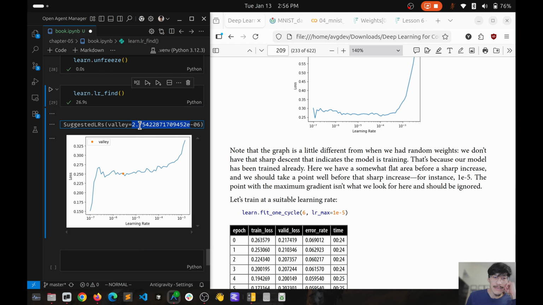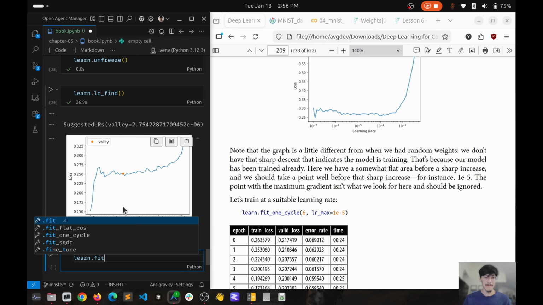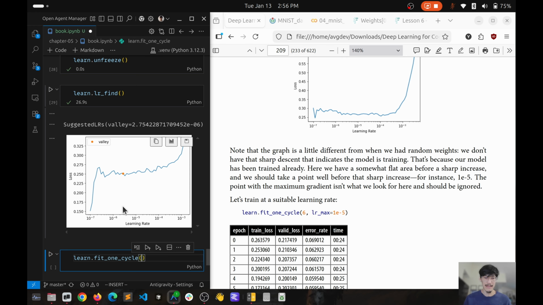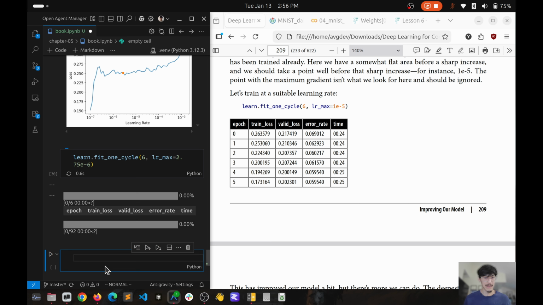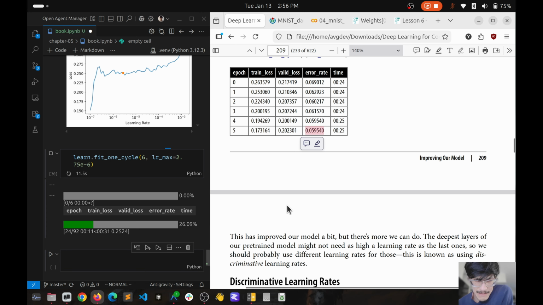Okay, the suggested learning rate is actually 2.75 times 10 to the negative 6. Okay, let's do it. learn.fit_one_cycle, because we've already unfrozen everything. Going to 6 epochs. LR max is going to be, what is it? 2.75e-6. Okay. 6 epochs, that's quite a lot, but let's do it. It looks like he got really good results here, though. At this point you have a very low error rate, about 5% of the time, I guess.